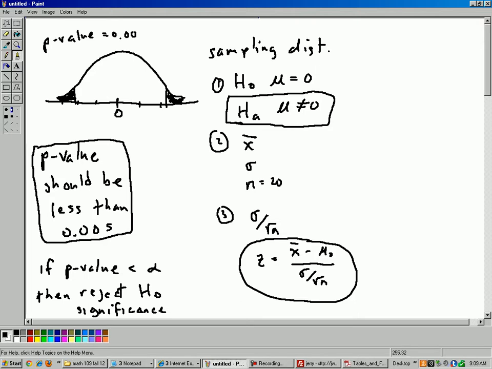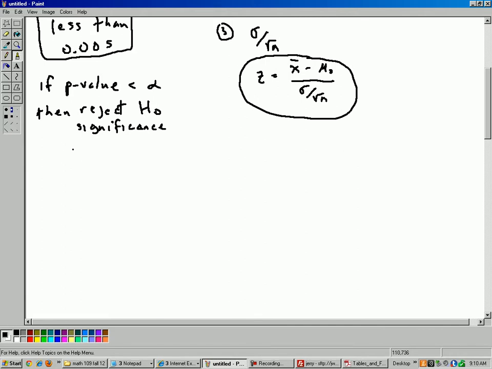Let's just say we got a particular z-score that gave us exactly 0.005. Since it's a two-tailed test, that means this 0.005 has to be split up evenly. So 0.0025 is that area down there. 0.0025 is this area up there. So now let's rephrase the question here. Let's start over here.